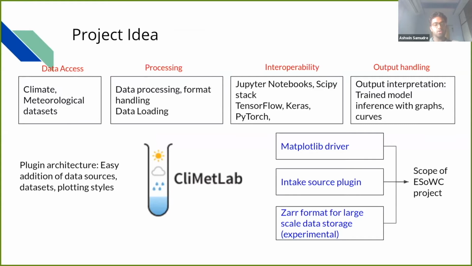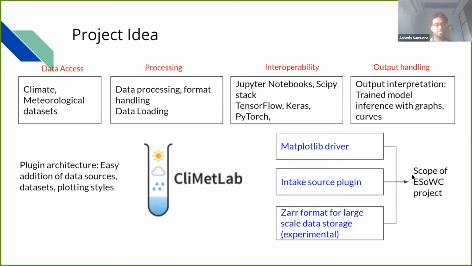Say you want to have these datasets loaded with Jupyter notebooks, then you have the SciPy stack to handle datasets, such as NumPy, Pandas, and so on. And also the machine learning frameworks such as TensorFlow, Keras, and PyTorch. After this, you have the output from this data science or machine learning project pipeline, something such as a trained model, and you need to do inference over that. So you get some form of graphs and curves, such as the training curve, the loss curve, and many more. So CliMetLab aims to act as one full package which can provide all these functionalities.